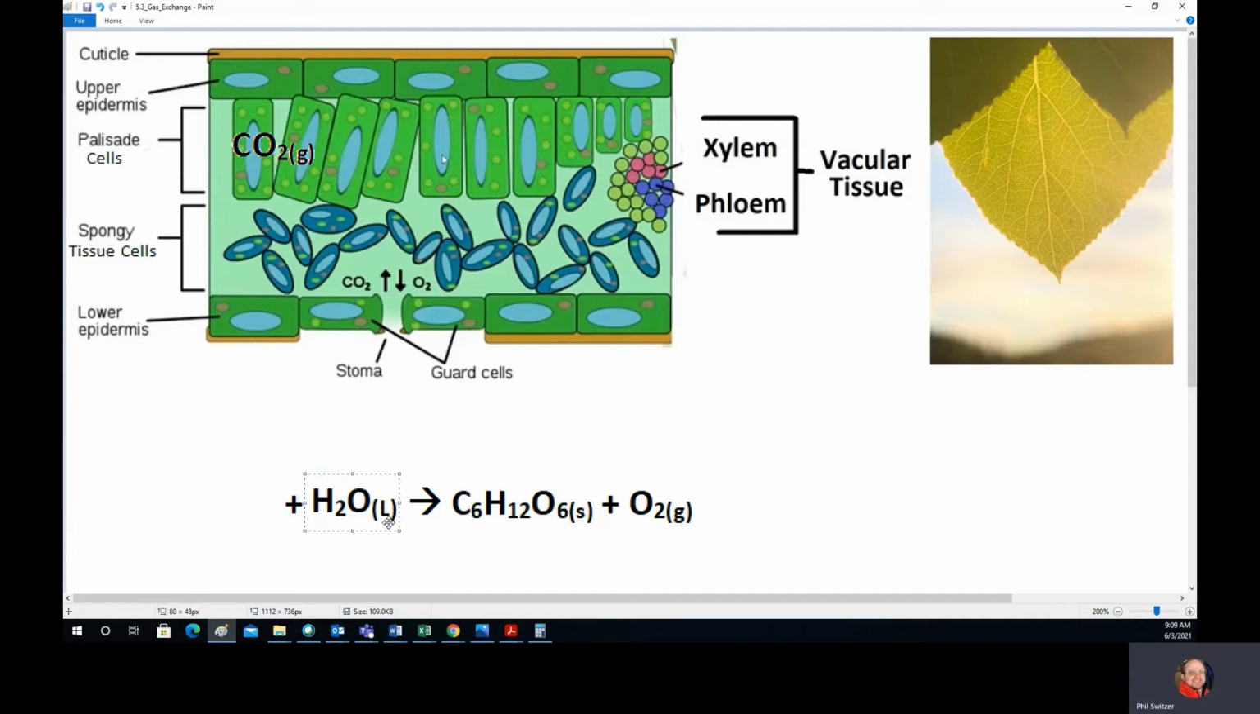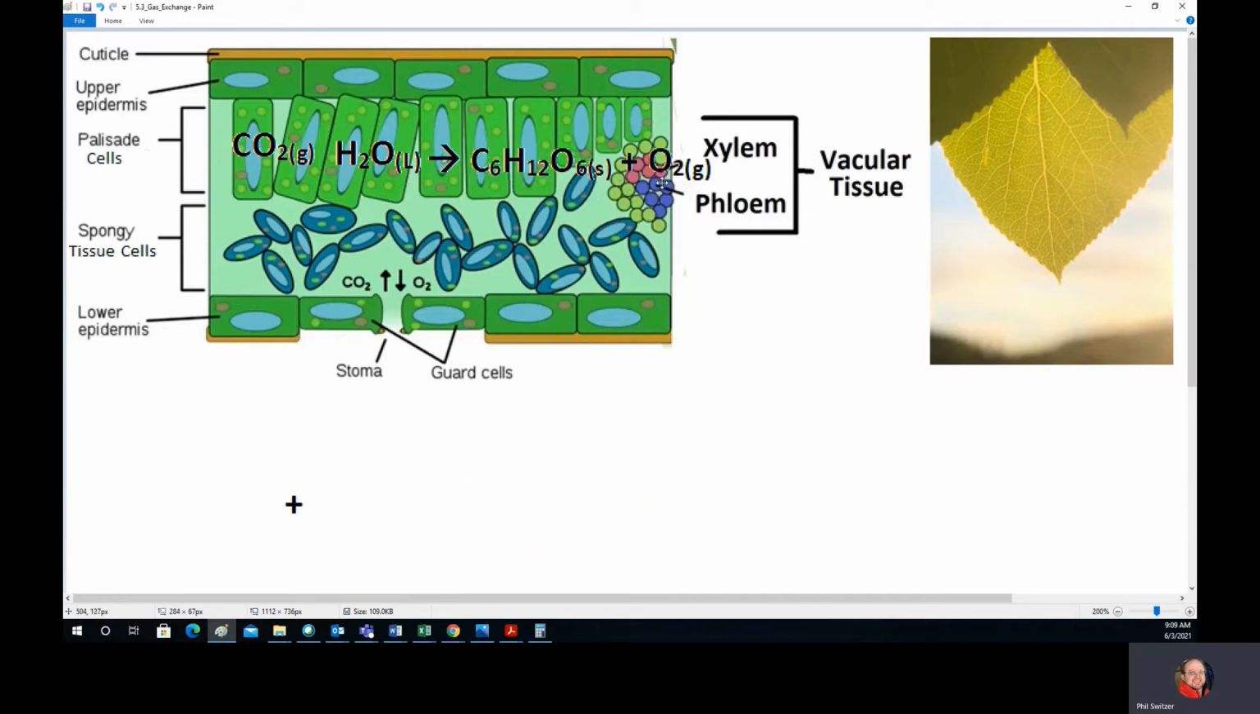Water is already here. It's come through the xylem, and again it comes to the palisade cells. So those two get together and are combined. Those are the reactants, and we're going to get the products of photosynthesis. Of course, each and every one of these palisade cells, all of the chloroplasts that we see here, are going to be doing this reaction literally millions and millions of times.